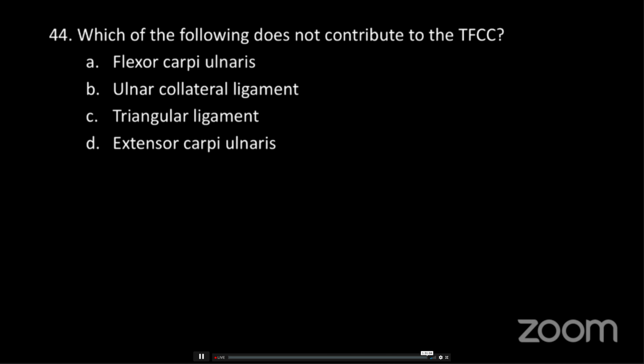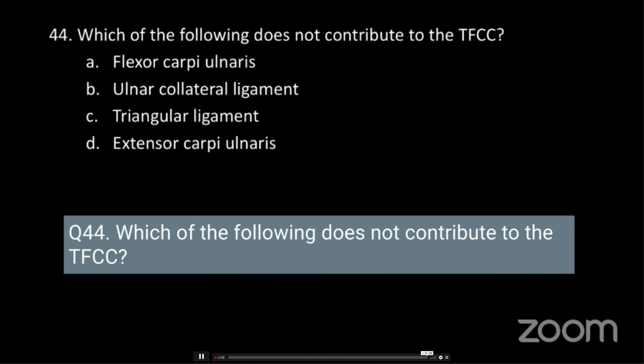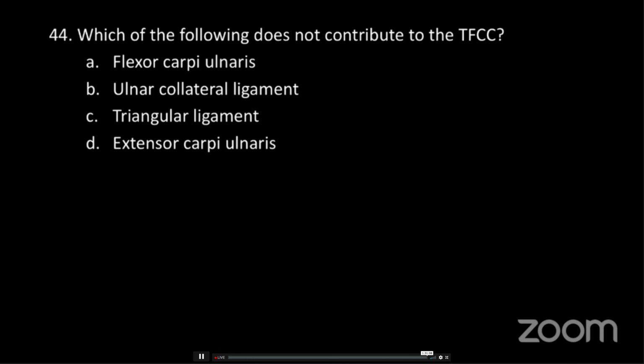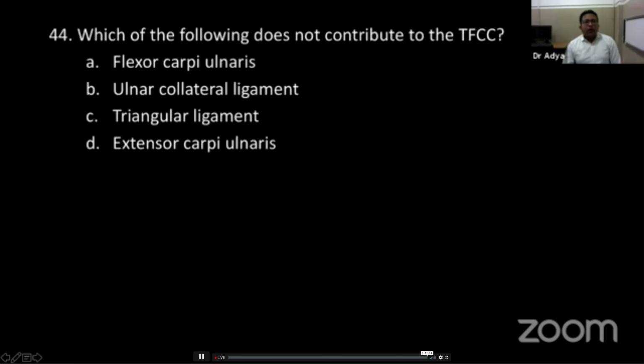Ending poll, sir. So 71% people are saying it's option D, extensor carpi ulnaris. Okay, but I'm afraid the answer is A, flexor carpi ulnaris. Extensor carpi ulnaris, although it does not contribute to the TFCC, is an external stabilizer of the TFCC. I'll be discussing. So the answer is flexor carpi ulnaris.